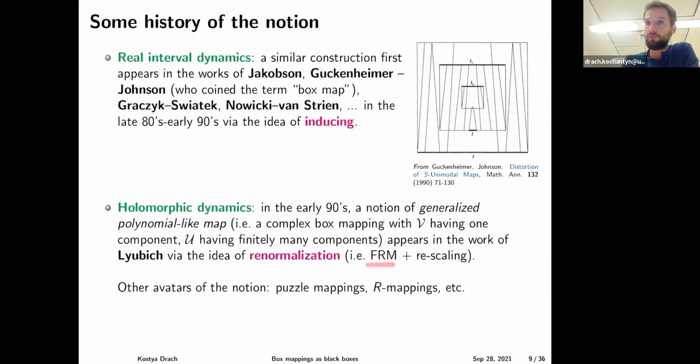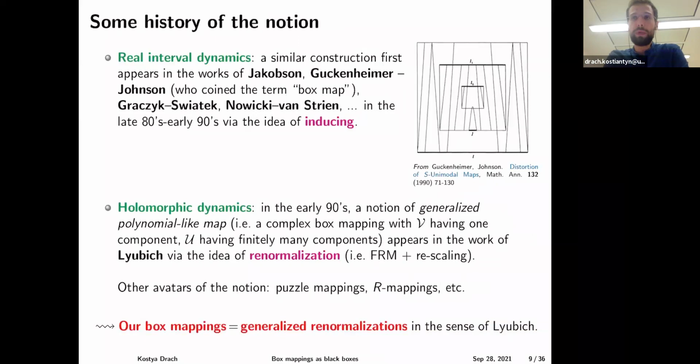In other words, considering first return maps to a certain set plus rescalings. And this idea of renormalization later on appeared to be extremely fruitful and helped to tackle many questions in holomorphic dynamics as well as in real dynamics. And in other works, you can find other avatars of this concept. Some people call it puzzle mapping, some people call it R mappings. But let me emphasize that for us, our box mappings are generalized renormalizations in the sense of Lyubich. So we adopt this point of view that it is useful to look at first return maps and, if need be, to do some rescalings.